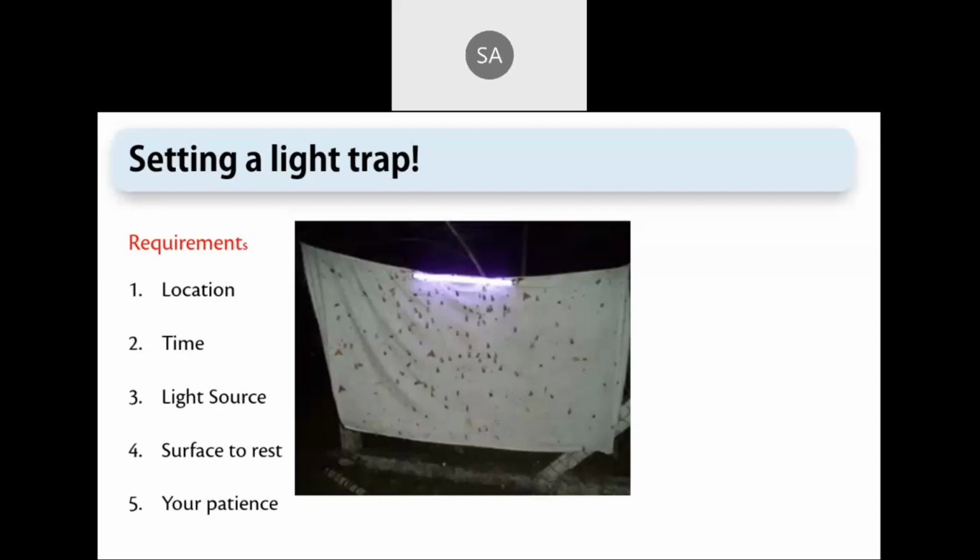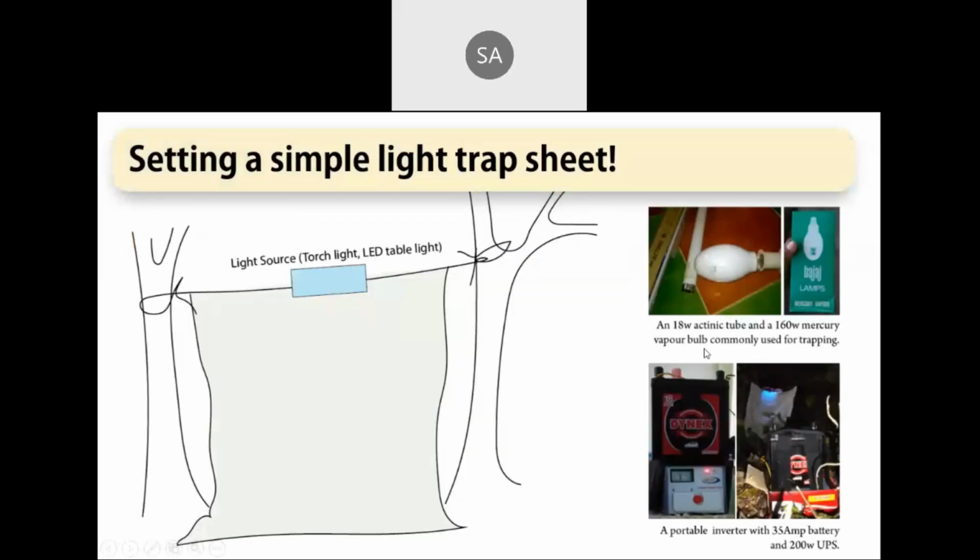Then the fifth point is the most important. That is patience. So we have to wait for longer periods of time sometimes. So patience is needed until a moth arrives. Gradually, some more will come. So we have to wait. We even have to wait for the whole night.